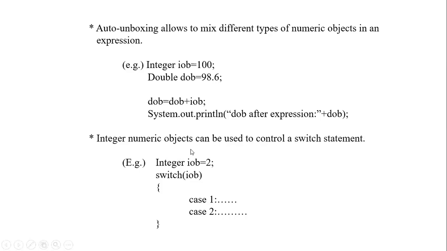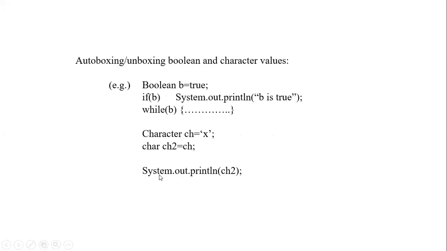Similarly with respect to the switch statement also, if you are passing an object, iOb, directly with respect to the object it will not go to that particular case. It will perform an unboxing. Once it performs unboxing, it checks what primitive value you are passing. Based on the value only, it will go to that particular case, right? And all these things will be done by the JVM automatically, no need to worry. So it is called autoboxing and auto-unboxing.